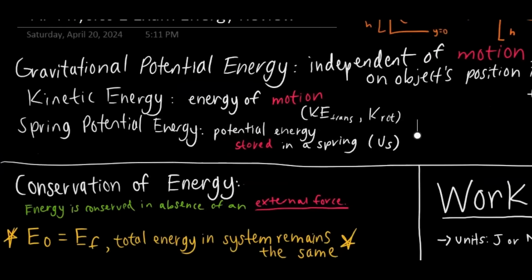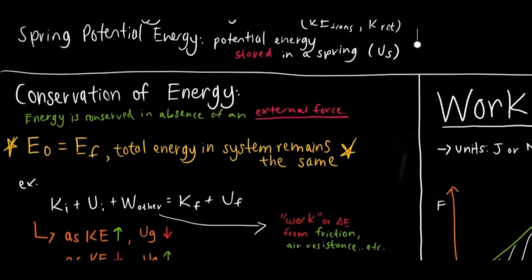So the next type of energy is kinetic energy. Kinetic energy is just the energy of motion. And you can see this through translational or linear kinetic energy or rotational kinetic energy. And the final one is spring potential energy. So that's just potential energy that is stored in a spring. And there are other ones like electrical energy, but those aren't really relevant for calculations in this course.